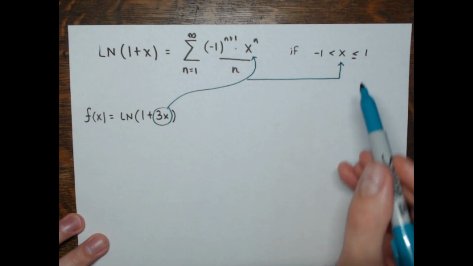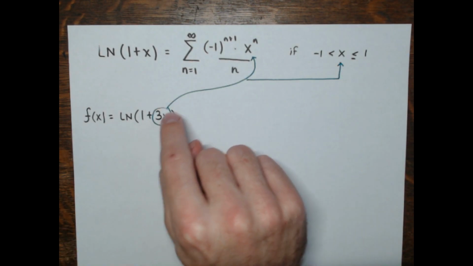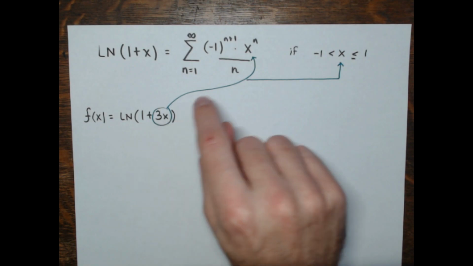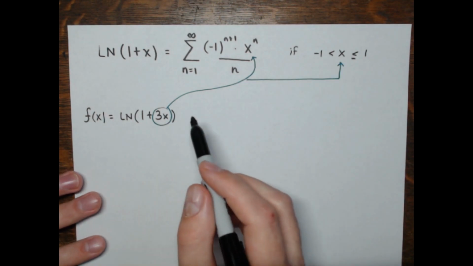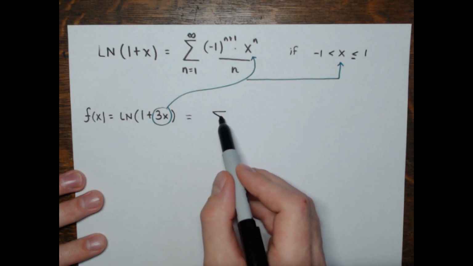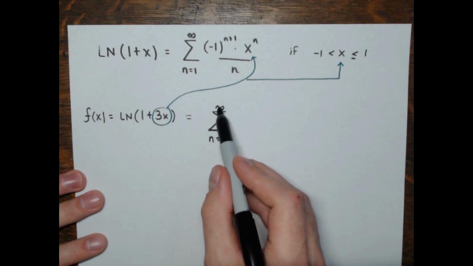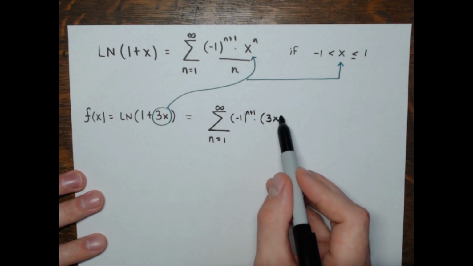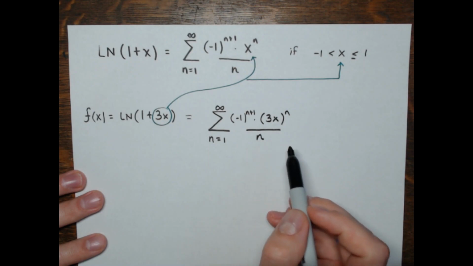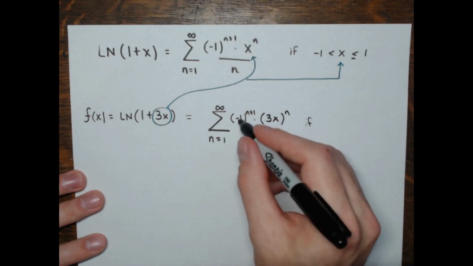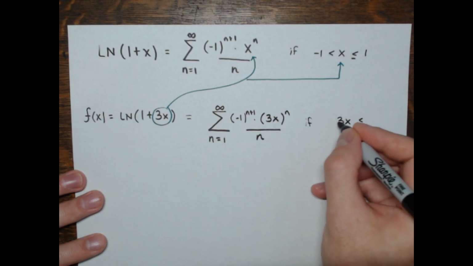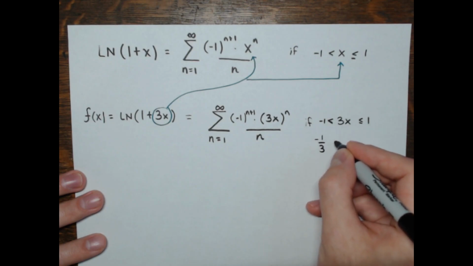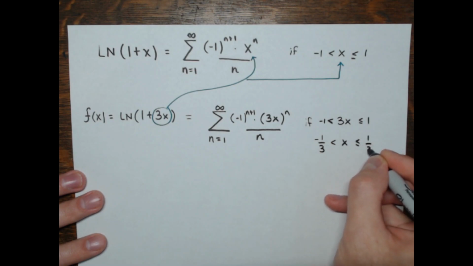And then also over here for this interval, the only way this function has a series converging to it is if this 3x, whatever this is, is between -1 and 1. So this should be equal to the sum from n equals 1 to infinity of -1 to the n plus 1 power times, x is replaced by 3x, to the n over n. But this is only convergent if 3x is between -1 and 1, including 1. And then I divide everything by 3 here, and we say that x would then have to be between -1/3 and 1/3.